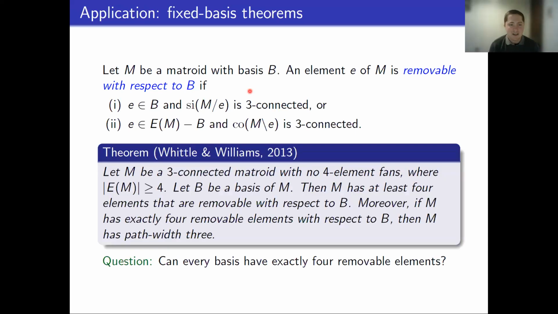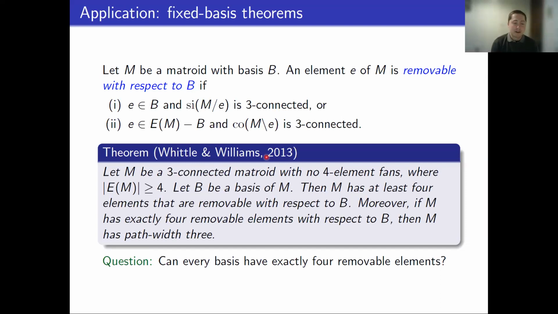And indeed, Whittle and Williams did look at this, and they guarantee at least 4 of them if you don't have 4-element fans. And if you have exactly 4 of them, then you've got path width 3. People thinking about our Wheels and Wells results can probably see that this falls out fairly nicely from that. This is a corollary of our Wheels and Wells result after thinking about how theta separators must work. But theta separators are no big deal with removable elements because all the segment elements are deletable and all the cosegment elements are contractible. And bases have to meet segments and cosegments in a large way. So it falls out quite smoothly.